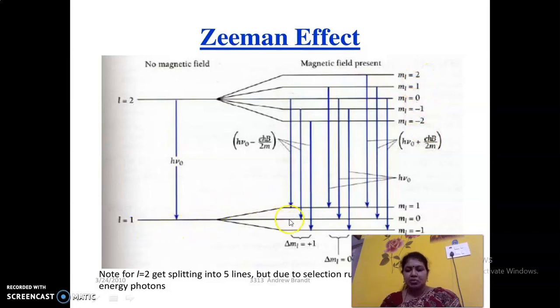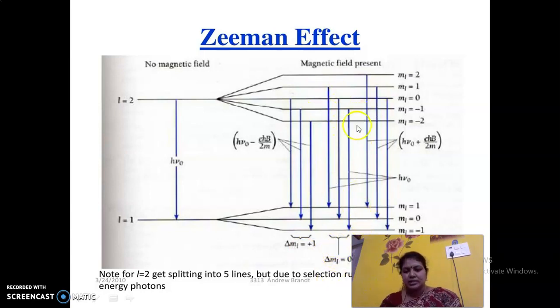Similarly, L equal to 1 gets split into 3 states running from -1 to +1 through 0, following the 2L plus 1 rule. Now what about the transition between these states? They do not undergo all possible transitions. Instead they follow the selection rules, namely del ML is equal to 0, +1 and -1. So how do you understand this?